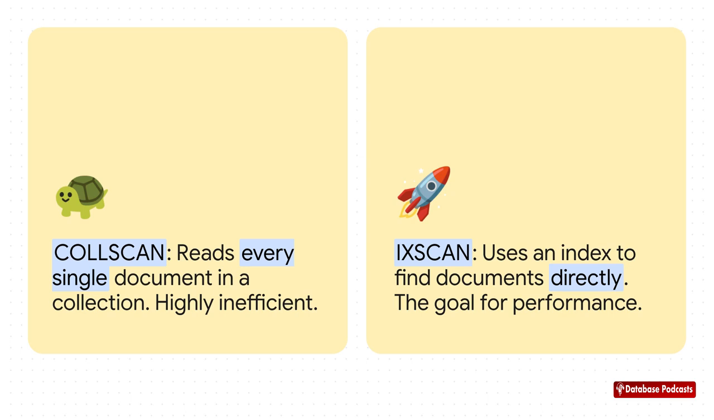On one side, you have COLLSCAN. This is the villain of our story, the performance killer. It means Mongo is literally reading every single document in your collection. Think about that. It's like trying to find one sentence in a novel by reading it from page 1 all the way to the end. It's awful. On the other side, we have our hero, IXSCAN, index scan. This is what we want. This is like using the index at the back of the book to jump straight to the page you need. The difference in effort is just massive.